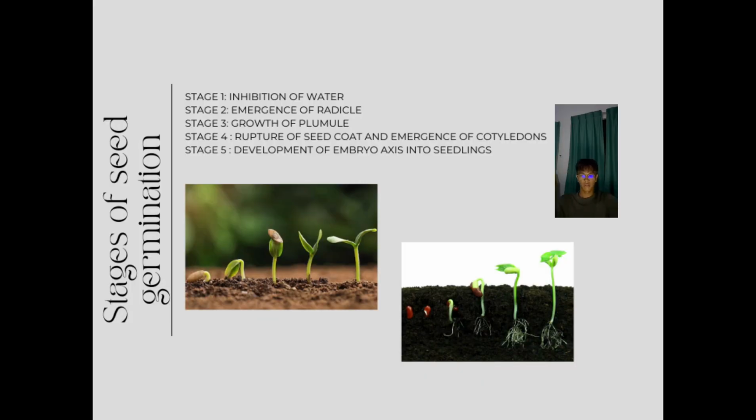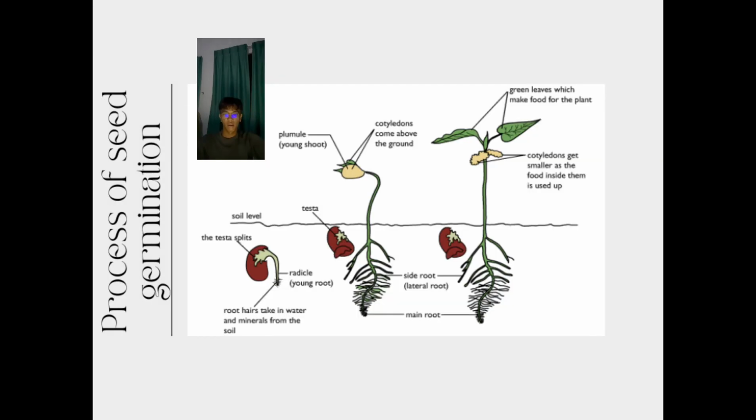Next is the stages of seed germination. There are 5 stages in total for seed germination. The first stage is the imbibition of water. Stage 2 is the emergence of radicle. Stage 3 is the growth of plumule. The fourth stage is the rupture of seed coat and emergence of cotyledons. And the final stage is the development of embryo axis into seedlings. And as you can see here, this is the diagram for the process of seed germination.